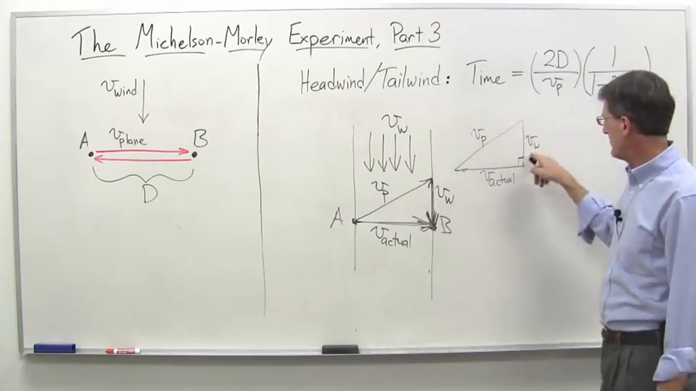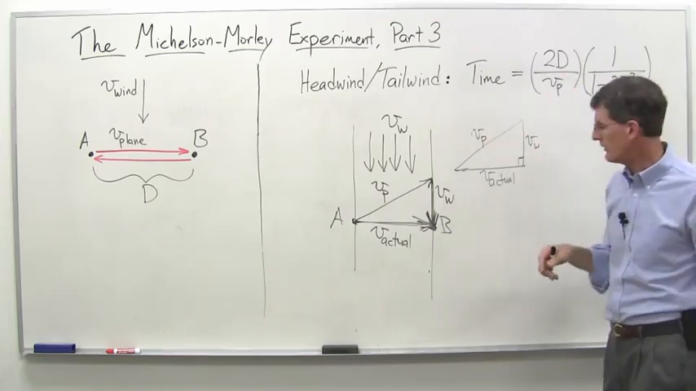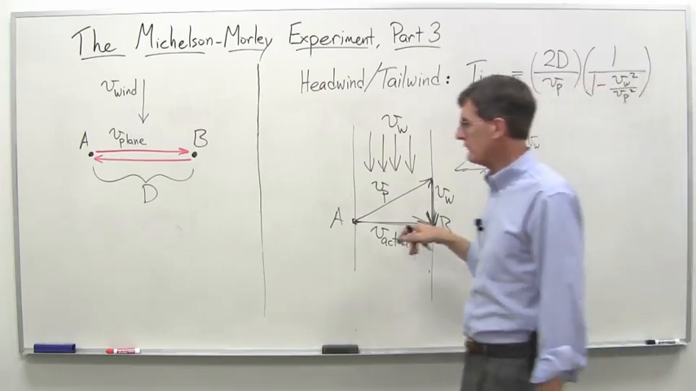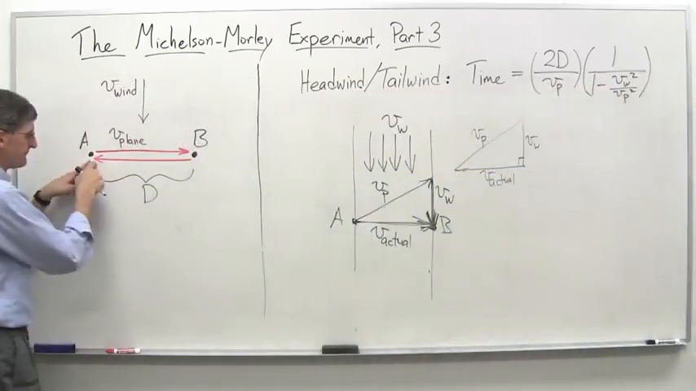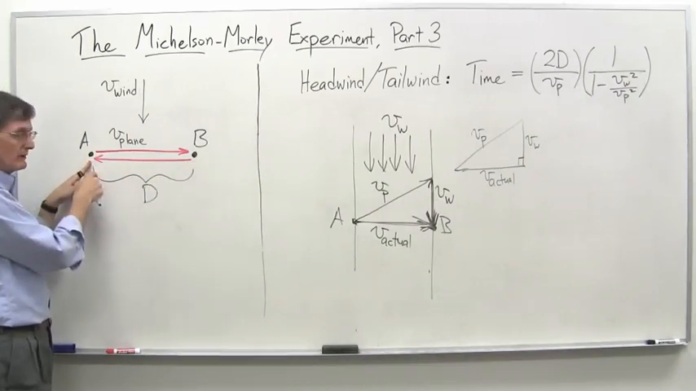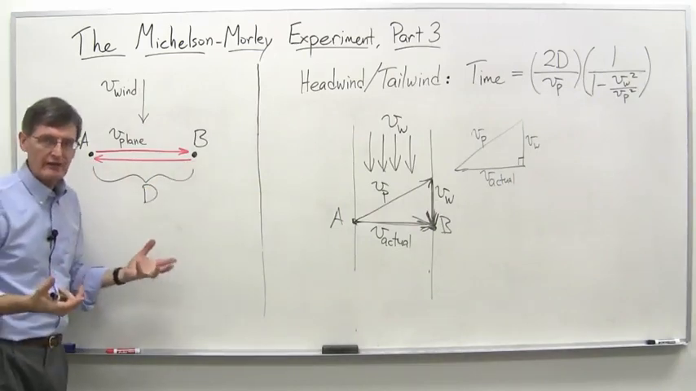I'm given Vp and Vw. Those are quantities I'm working with here. What is V actual? Because note that that's what I want. V actual here is going to tell me how long it takes to get from A to B and then back again. And note in this case it's nice because it's symmetric.